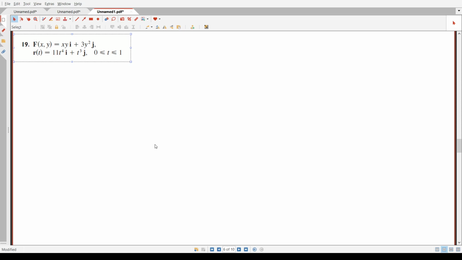So here, I want to evaluate the line integral of this vector function along this curve. How do I do this? I want the integral over some curve of f dot dr. The easy way to think about dr is to multiply and divide by dt, so this is dr/dt times dt.